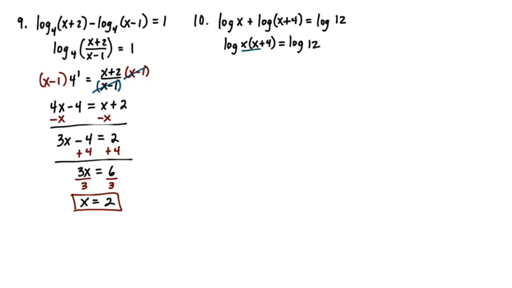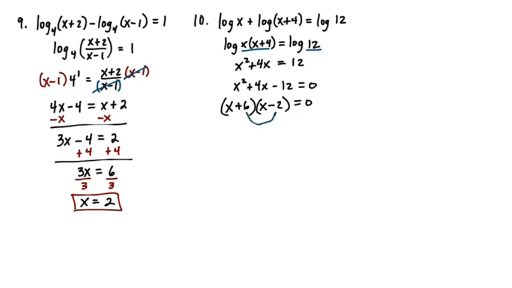So again, these are both base 10 logs and they're equal, so the inner parts here must be equal. And so that means that x squared plus 4x will equal 12. Notice I distributed on the left. Since this is quadratic, we want to get 0 on one side, so I subtracted 12 on both sides. And when you factor this, we need two numbers that multiply to negative 12 that add up to 4. Well, that would be 6 and negative 2. Notice 6 times negative 2 is negative 12, and 6 plus negative 2 gives you the 4. So our solutions will be negative 6 and 2.